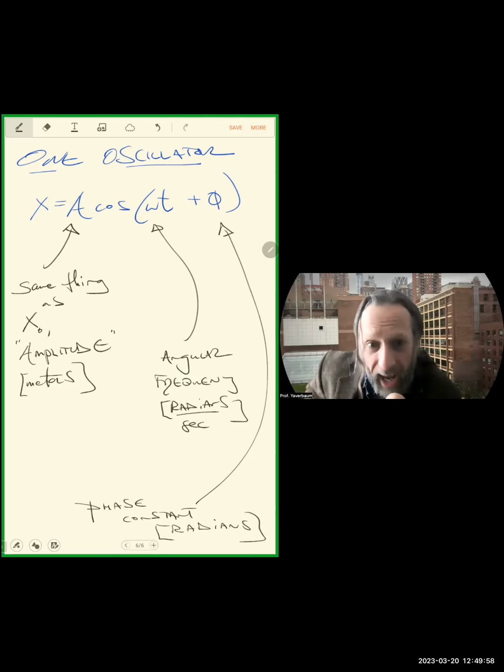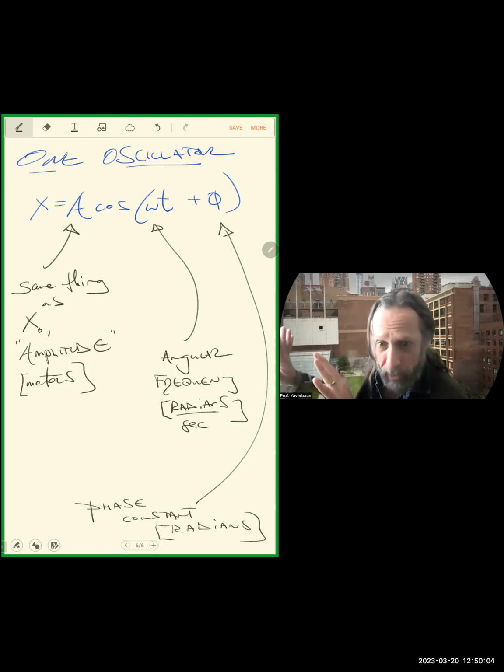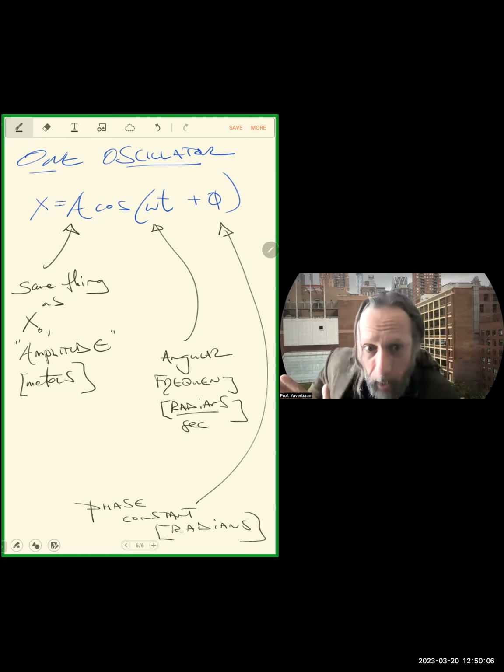The person put in the chat, just clarifying the phase constant, what it means, trying to put it in their own words, which is what you should do. They said, is it the displacement from the wave's equilibrium position? Okay, it's a really good question.